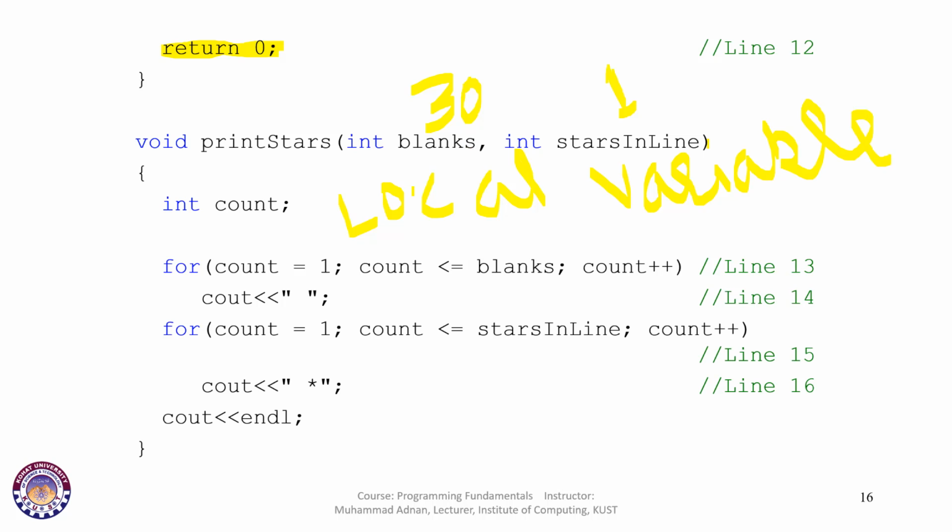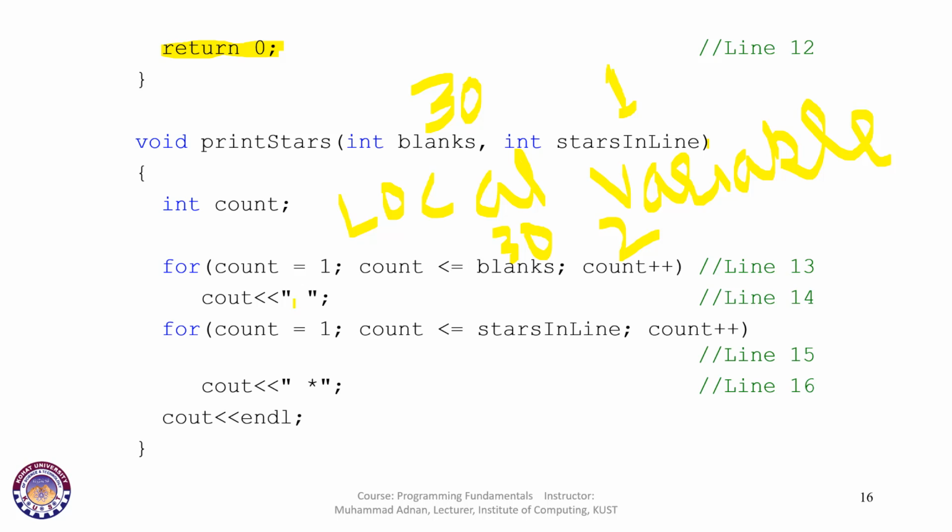Alright, so with that we initialize count to 1. Count is less than or equal to blanks. Yes, because blank has the value of 30. So with that we are going to print a space and increment the counter, which becomes 2. While count is less than blank? Yes, still it is less than blank because 2 is far less than 30.